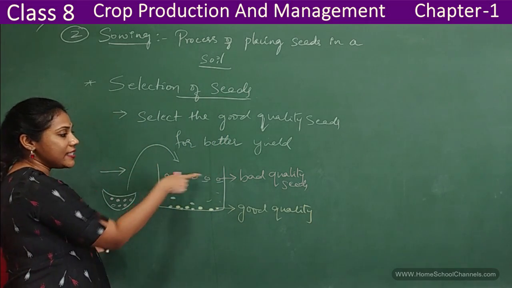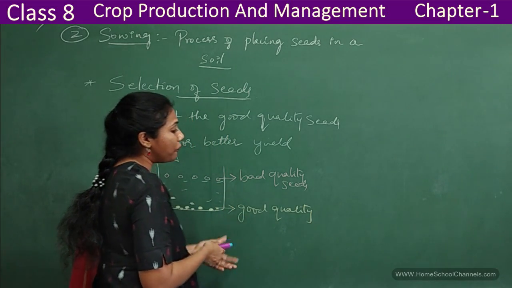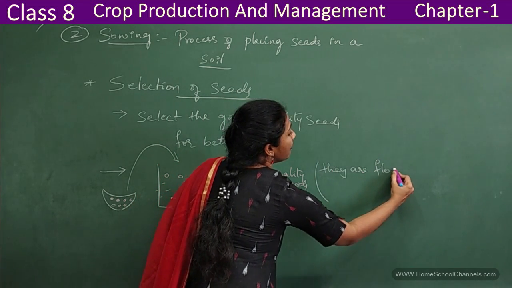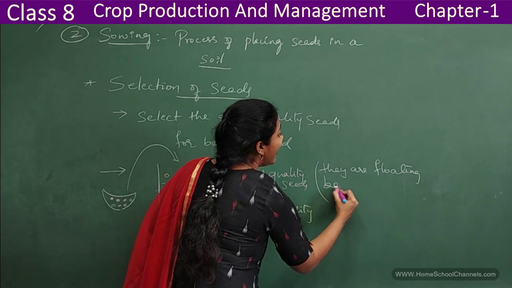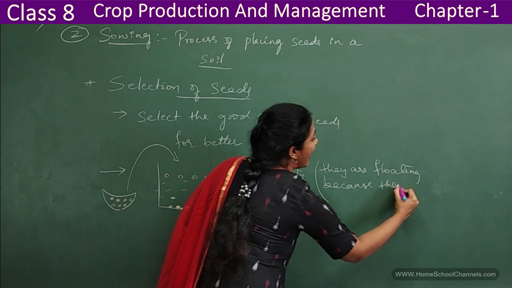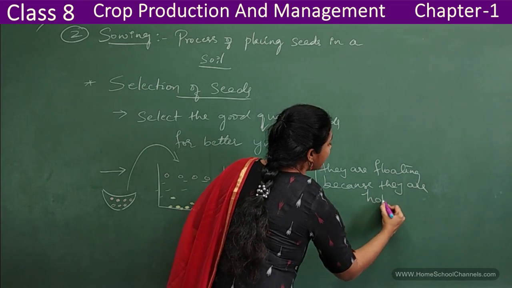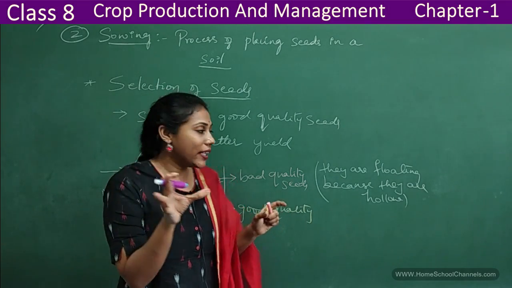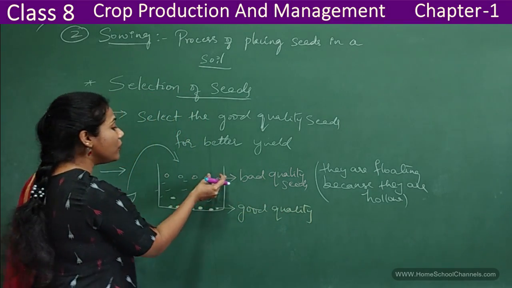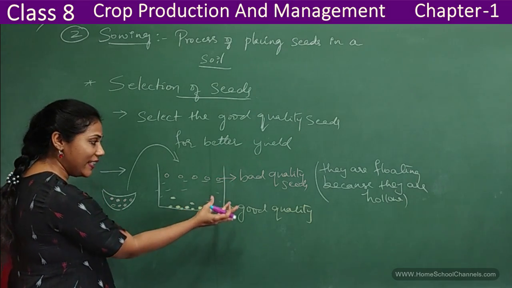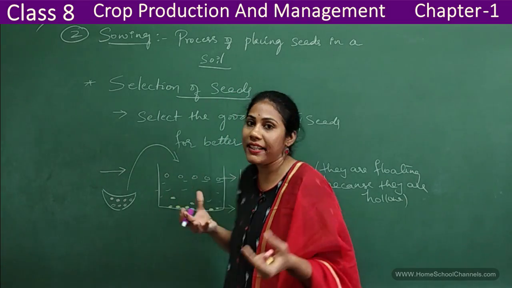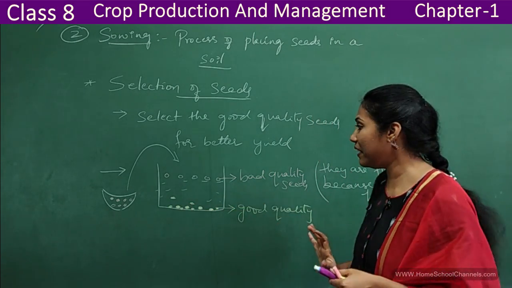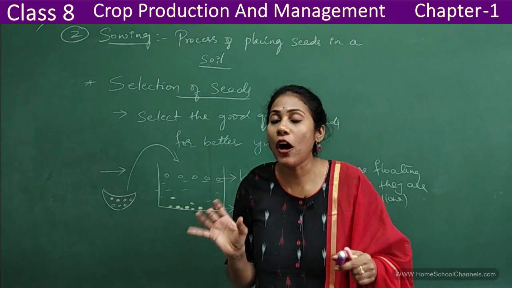Can you tell me why these seeds are floating? These seeds are floating because they are hollow. Okay, because they are hollow and they are spoiled seeds. So nothing is there inside, everything is hollow, everything is empty. Okay, so that's what we mean by hollow, right? Whereas the seeds which are heavy, means something is there in the seed, then only it can be heavy, right? So those heavier seeds will go to the bottom and settle. Clear? So this is how you will do selection of seeds.